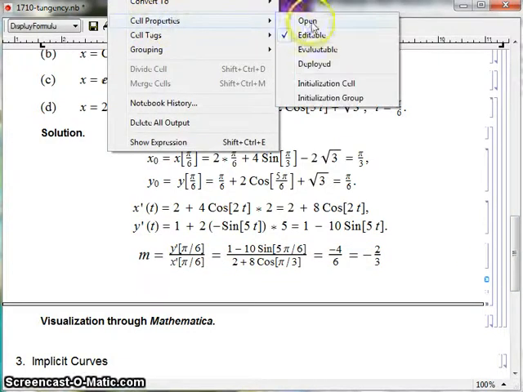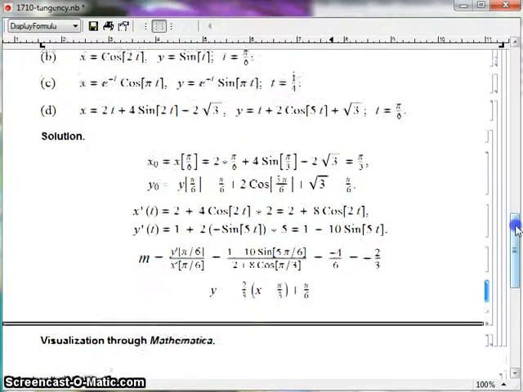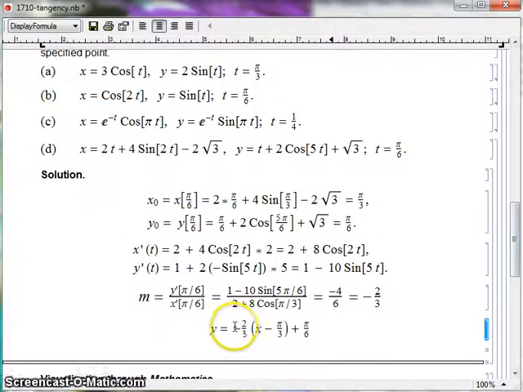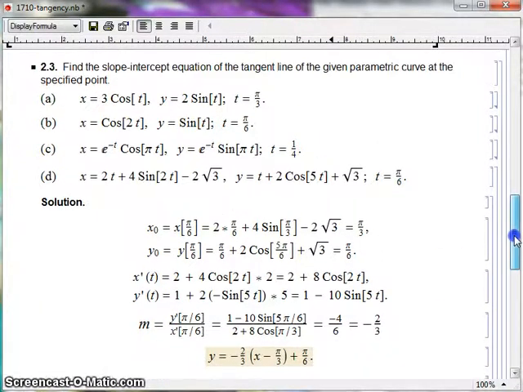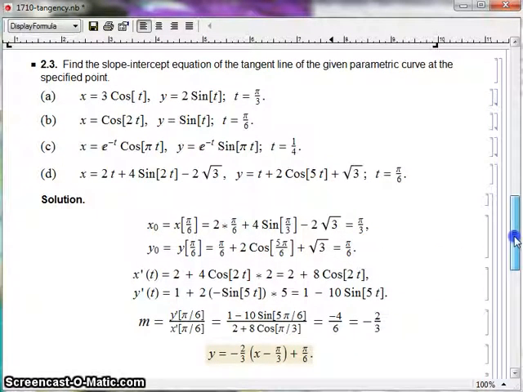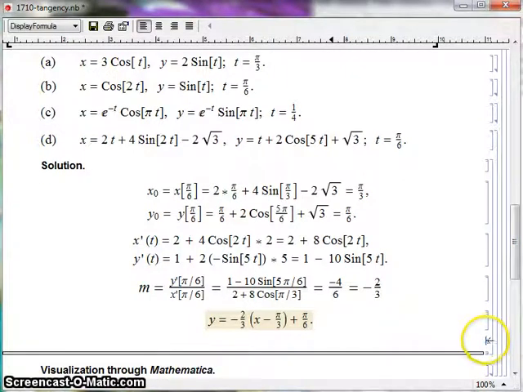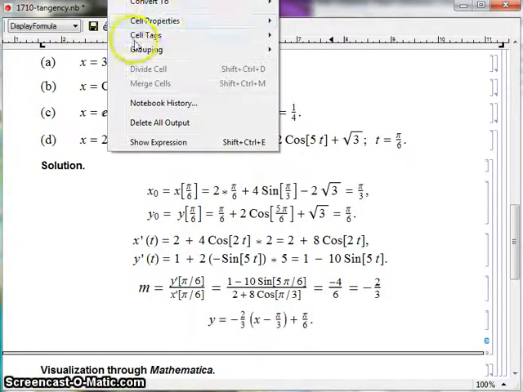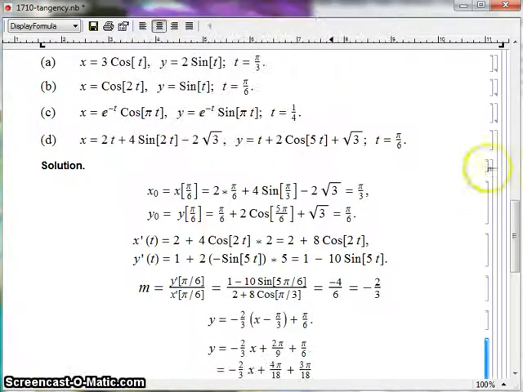So all we have to do is put everything into the slope-point equation. Here it is: negative 2/3 times x minus x naught, plus y naught. Now, this is a perfectly correct equation of a tangent line. However, you have to find the slope-intercept equation.